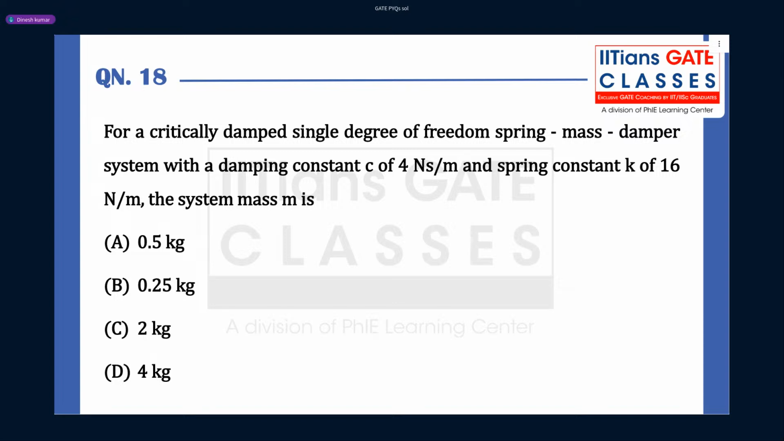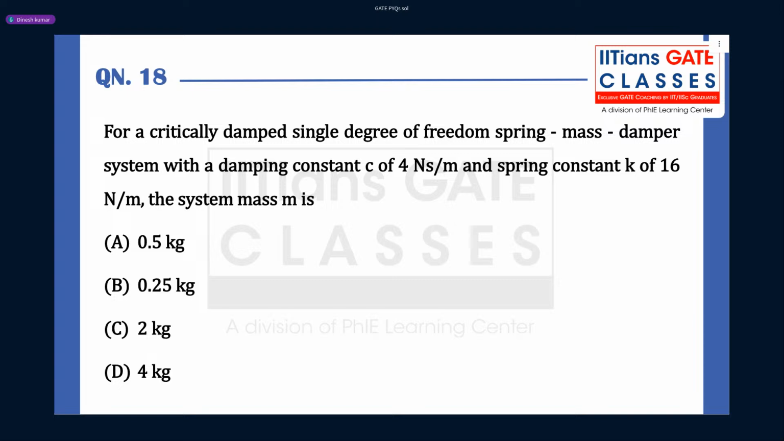This GATE 2009 paper is the one I appeared in for GATE Aerospace Engineering in my final year, and that time I got AIR 41, and my marks were around 57. So it's like old memories.